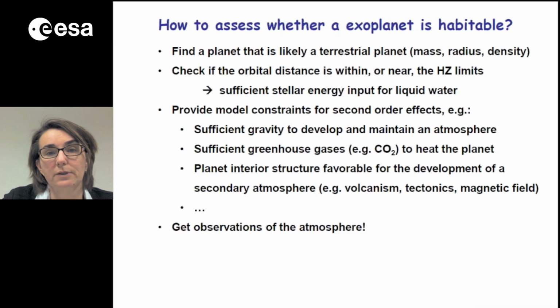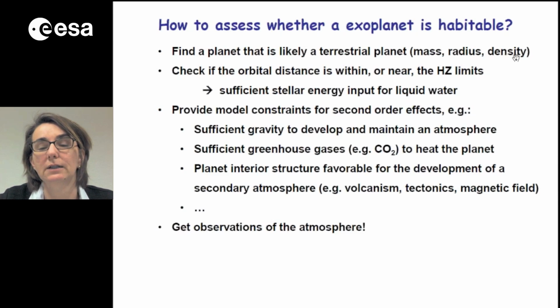So how to assess whether a planet is habitable? How do we ever know? Well, first we have to find them. We have to find terrestrial planets. As you've seen, we don't have them today. So the first thing is to find planets with known masses, known radius, and known mean density. So we know they are rocky, we know their internal structure, at least roughly. They have to be at the right orbital distance, so within the habitable zone.